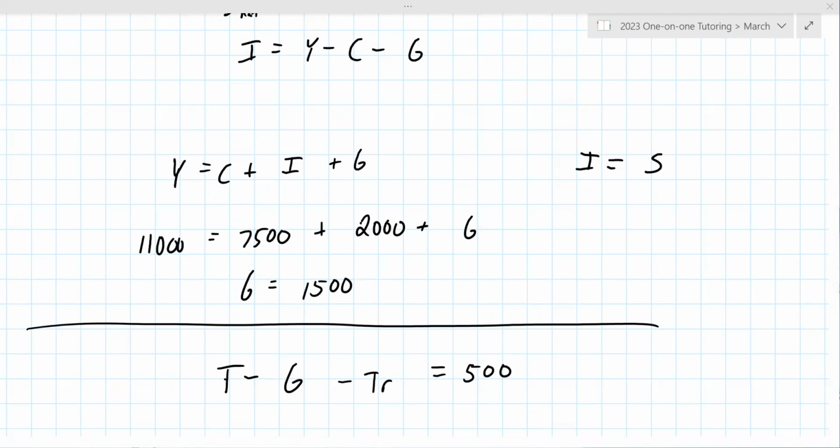But then I think you would plug in, and you somehow get it equal to negative 1500 minus TR. So it's in a deficit. Yeah, that's all I got though. That's all the help.